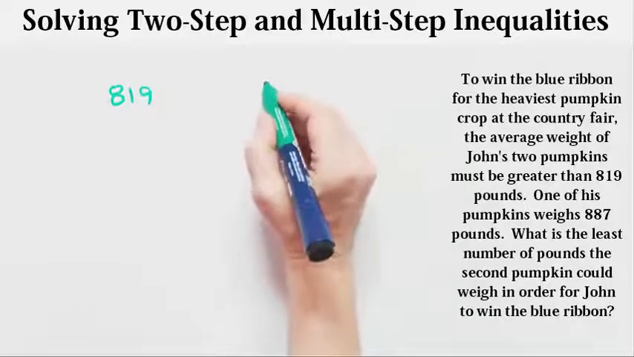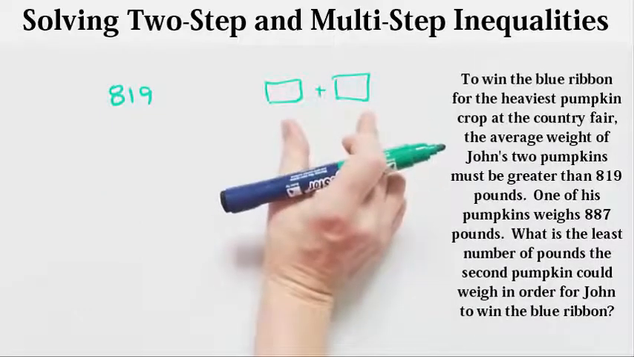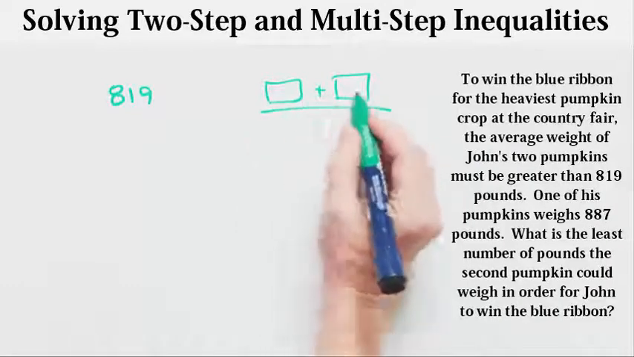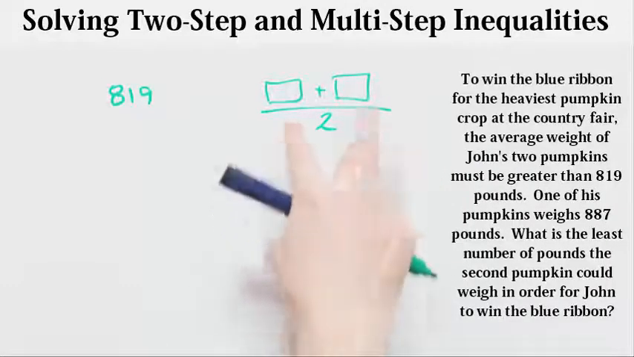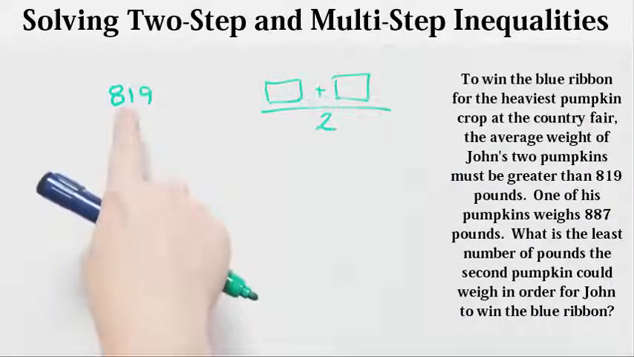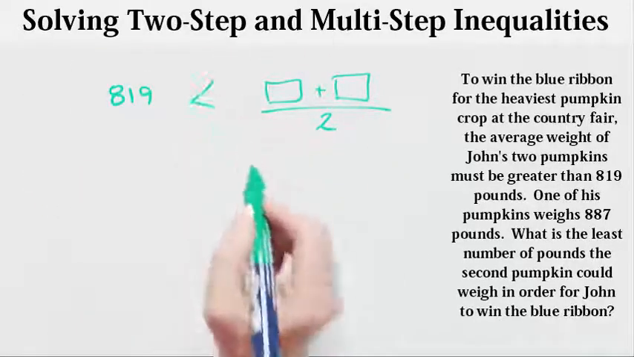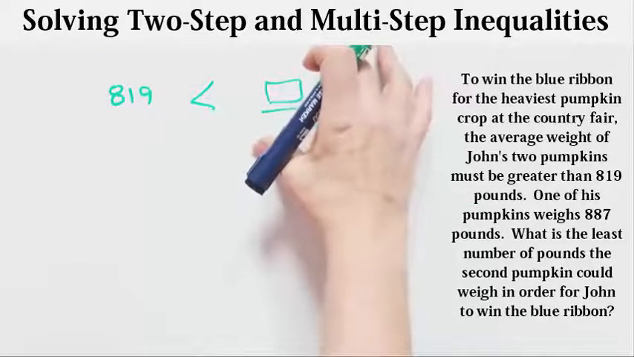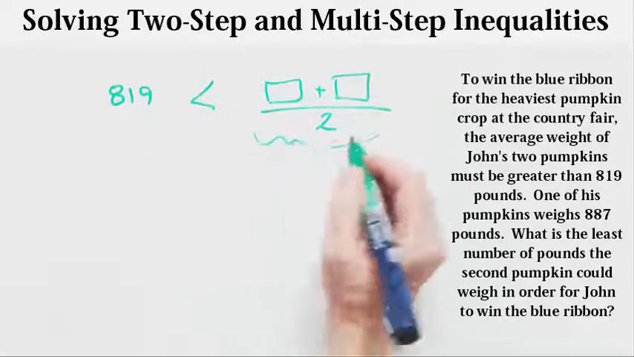On this side, he has his 2 pumpkins, and he needs the average. If you have 2 things and you want the average of it, you add them together and divide by 2. He's telling us that his average, his pumpkins over here, need to be more than this. So this is going to be the tinier number. This is the smaller number. So we need to point to the smaller number. All of this needs to be bigger than 819. So this is the true weight of his pumpkin.